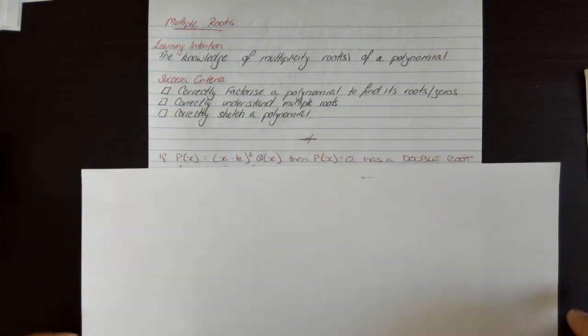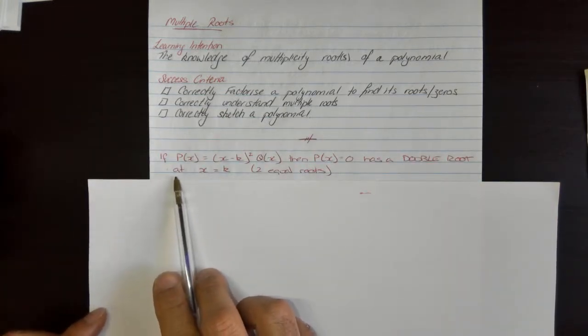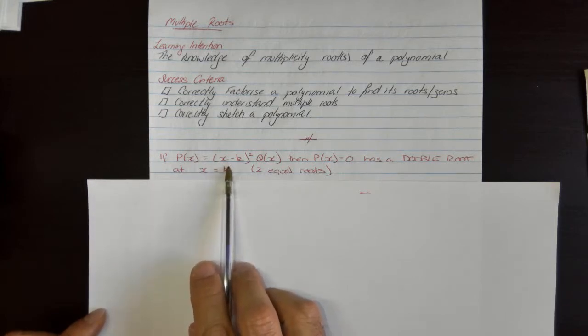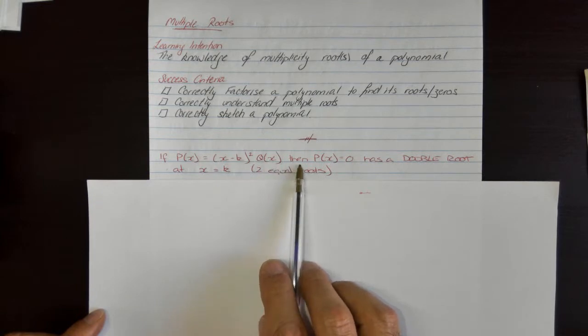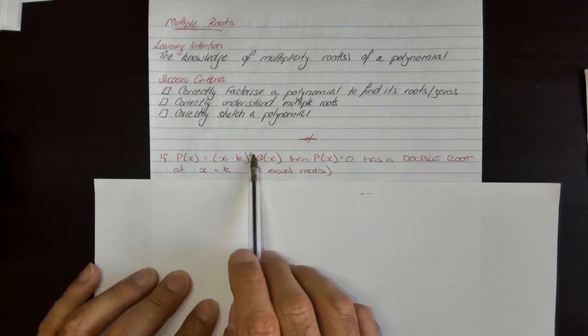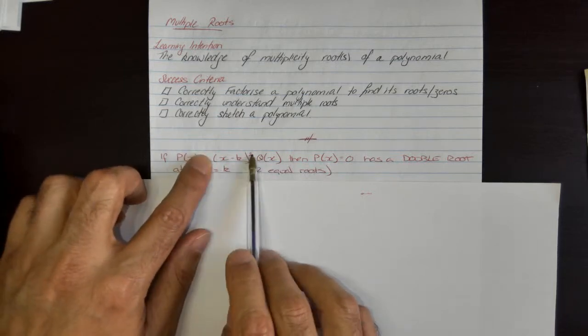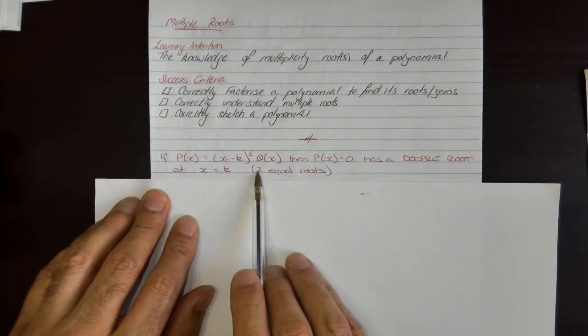Okay, so some background knowledge. If a polynomial p of x equals (x minus k) all squared multiplied by q of x, then p of x equals 0 has a double root because of this quadratic part here at x equals k. So it means that we have two equal roots.